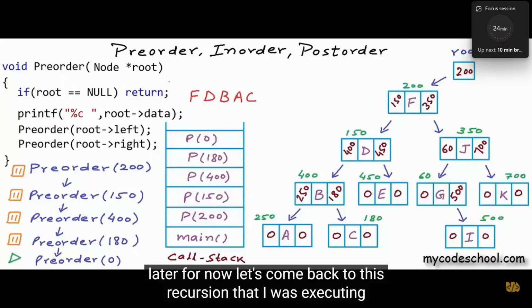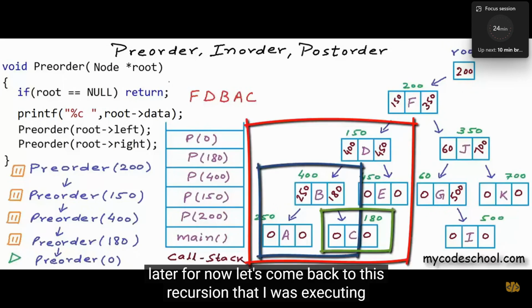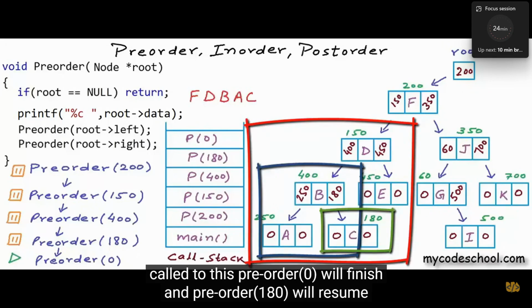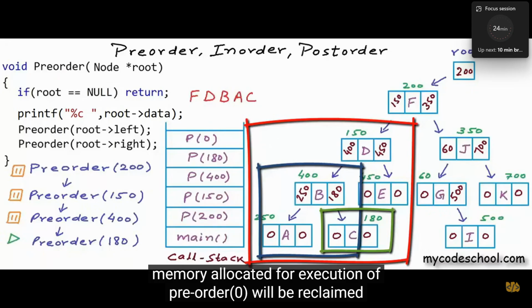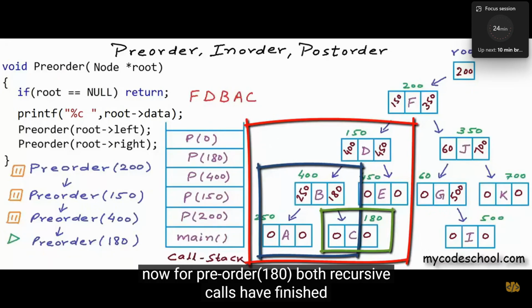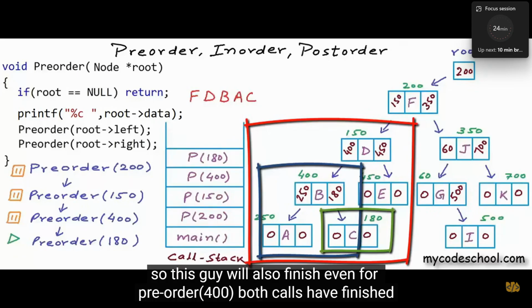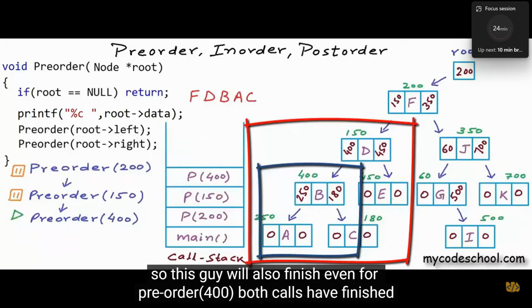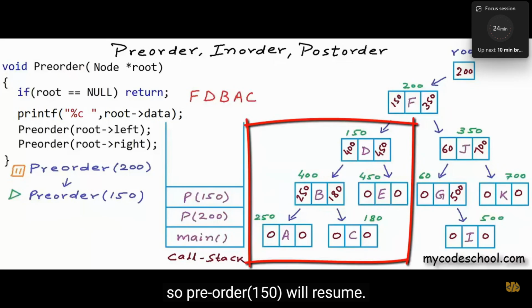For now, let's come back to this recursion that I was executing. The call to this pre-order 0 will finish and pre-order 180 will resume. Memory allocated for execution of pre-order 0 will be reclaimed. Now for pre-order 180, both recursive calls have finished, so this guy will also finish. Even for pre-order 400, both calls have finished, so pre-order 150 will resume.